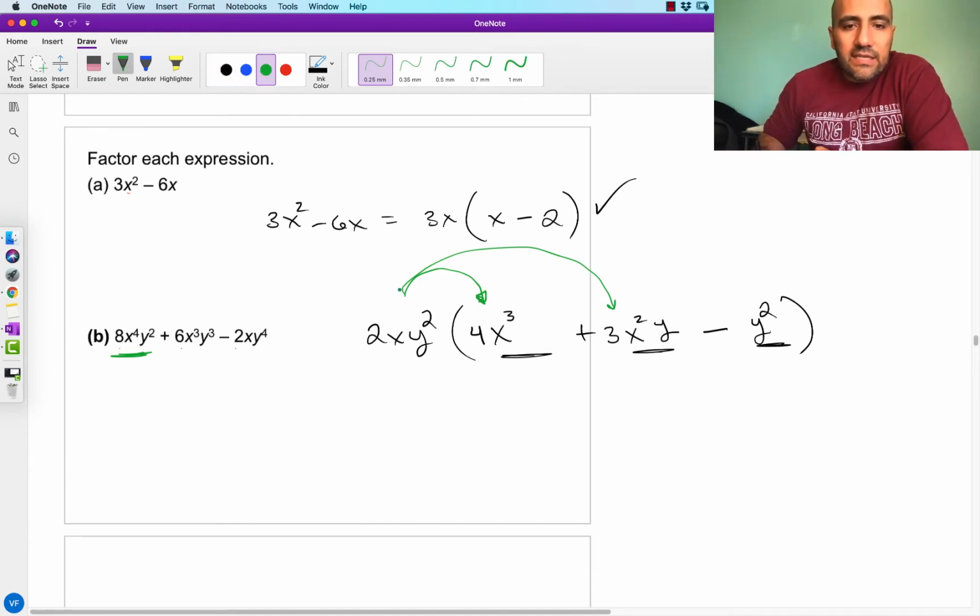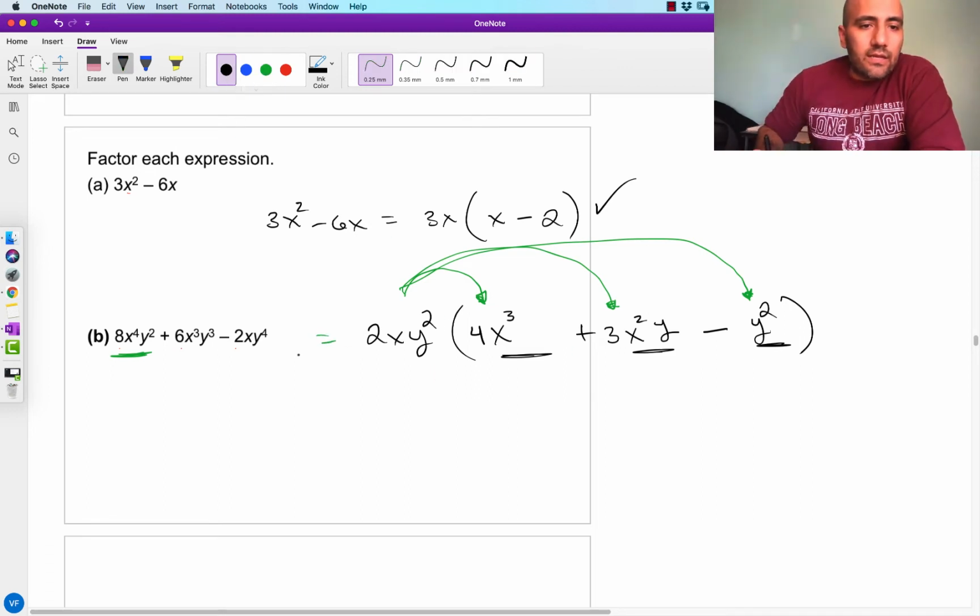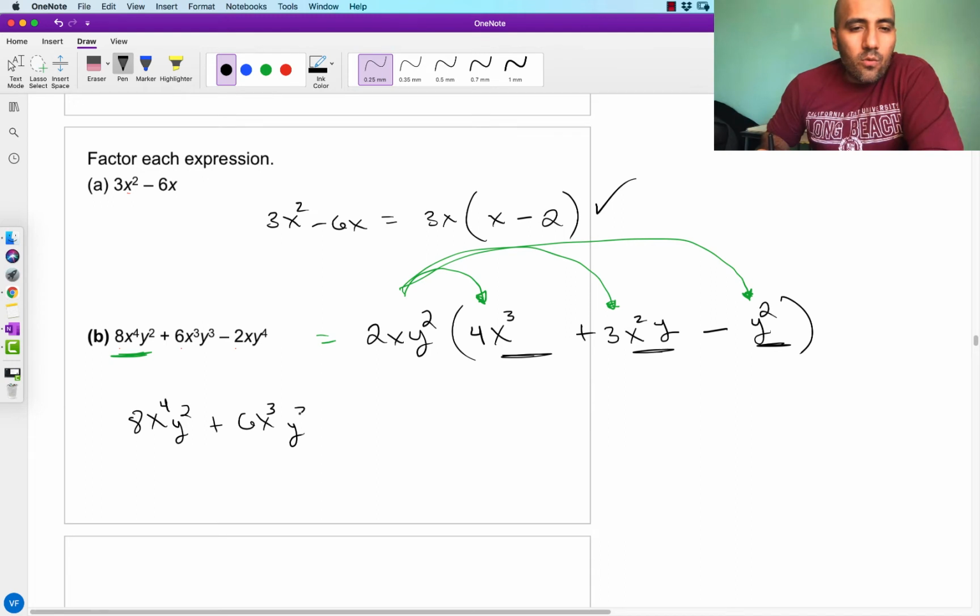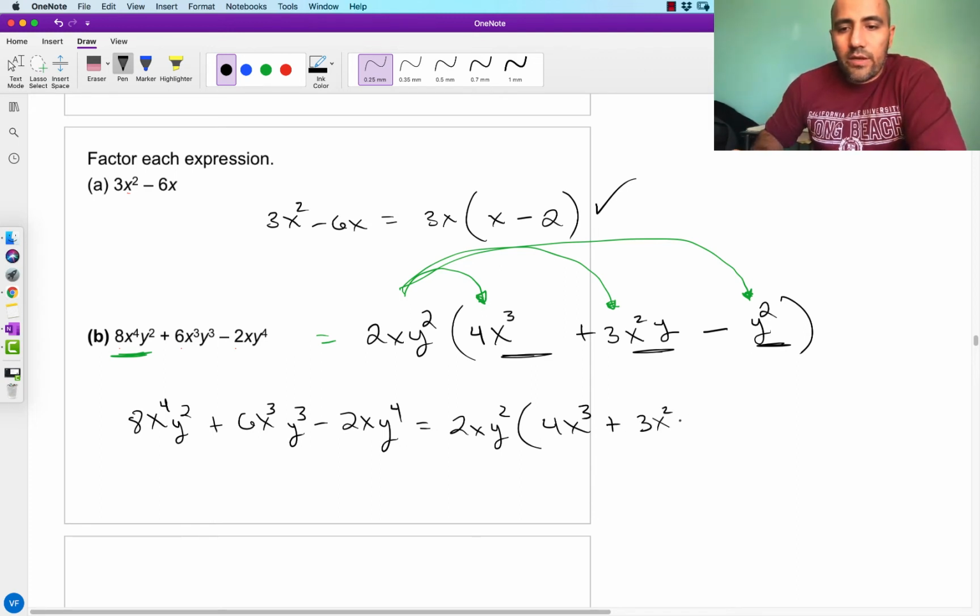Right? So it's really just a guessing and checking kind of thing. Try something, think about it, and figure out what belongs in these blank spots so that when I distribute them, they give me the same result. So I can just kind of pretty that up a little bit and conclude that 8x to the 4th power y squared plus 6x to the 3rd power y cubed minus 2xy to the 4th power must be equal to 2xy squared times 4x cubed plus 3x squared y minus y squared.